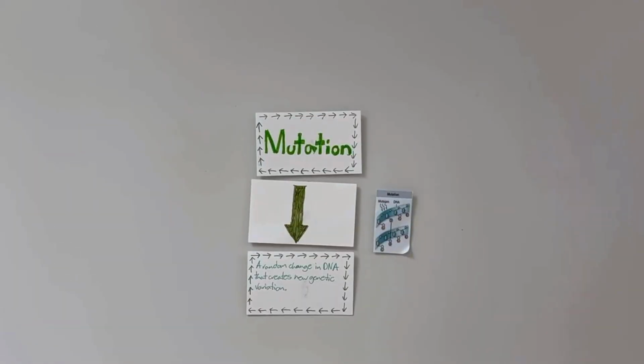Next is mutation. Think about mutation as a random change in DNA that creates genetic variation. Imagine that we are twins and we both have the codes for black hair, but there's a change in my DNA sequence that instead of coding for black hair, it codes for brown.